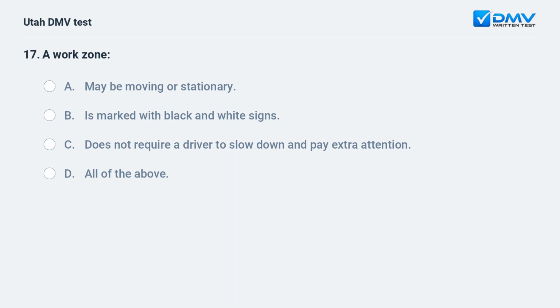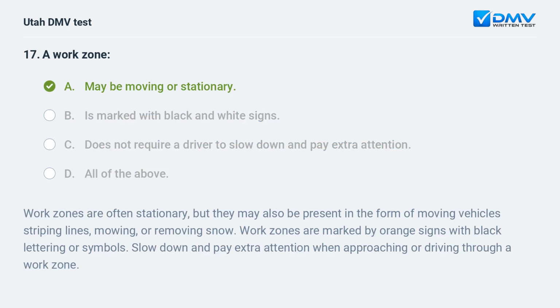A work zone. A. May be moving or stationary. B. Is marked with black and white signs. C. Does not require a driver to slow down and pay extra attention. D. All of the above. A. May be moving or stationary.